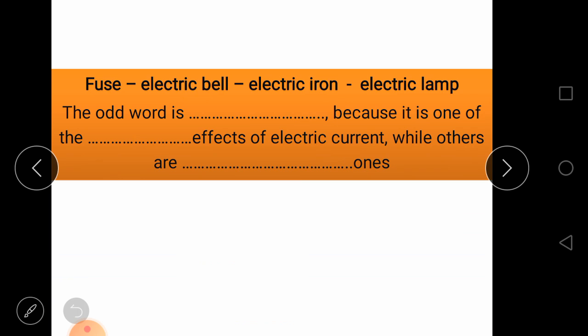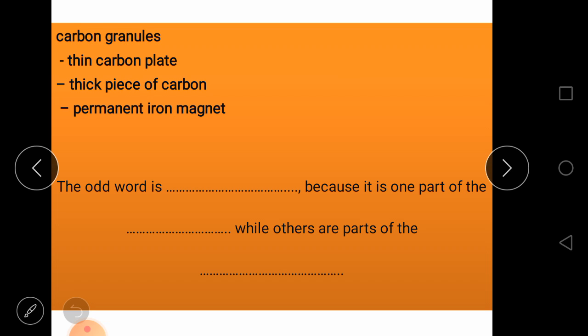Again, here we have the repeated common question, which is the odd word: the electric bell, magnetic, thermal effect. Here we have carbon granules, thin carbon plate, thick piece of carbon, permanent iron magnet. The odd word here is permanent iron magnet because it is one of the telephone receiver parts, while others are telephone transmitter parts.